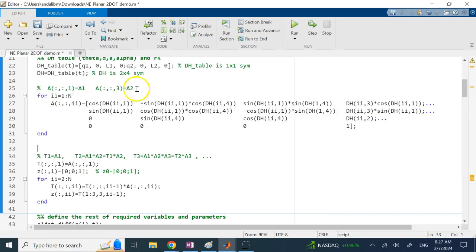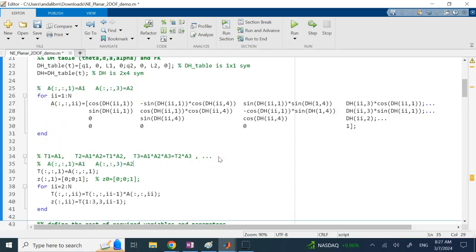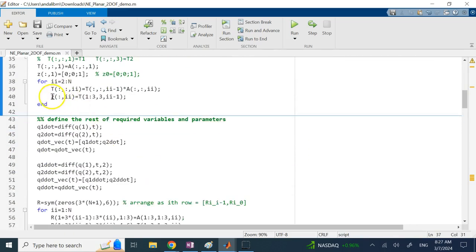So again, I have something very similar to the top portion here, that T, first page of the third dimension is T1, and the second page of the third dimension is T2. Also, I use the fact that Z0, Z of the base frame, is 0, 0, 1. Okay, and I fill the rest of the Z's. Now, we need to do what? We need to define the rest of the thing.